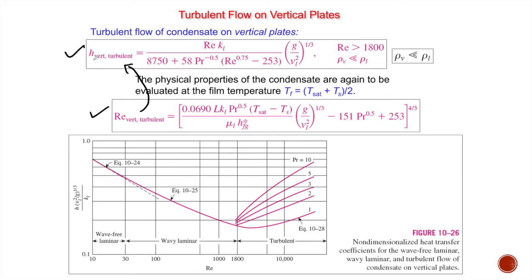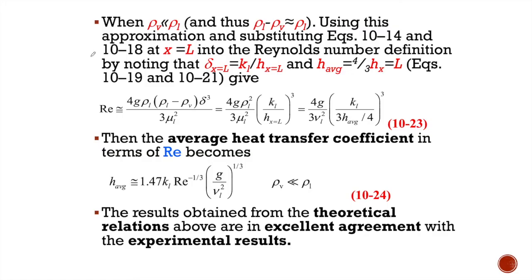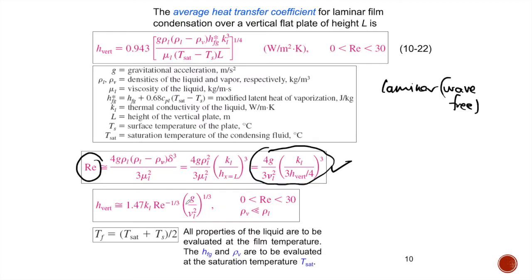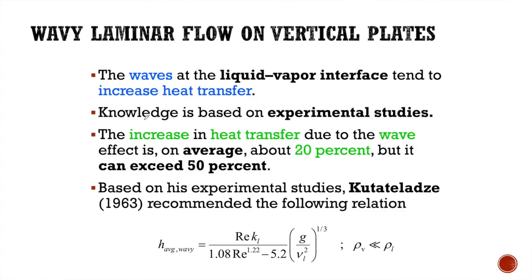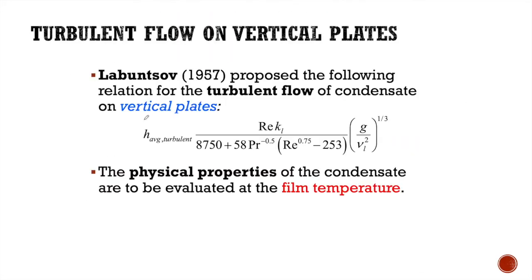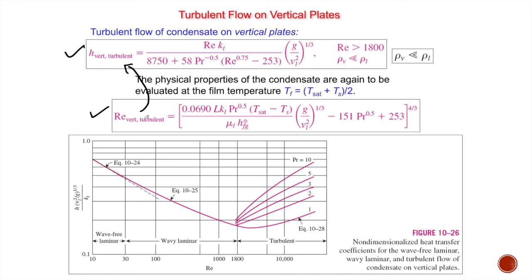So this H is the heat transfer coefficient. This H will be used in this equation to determine what the Q dot condensation is. Okay, that is the step on how to solve the problems in condensation.